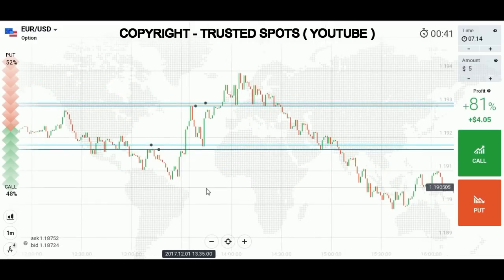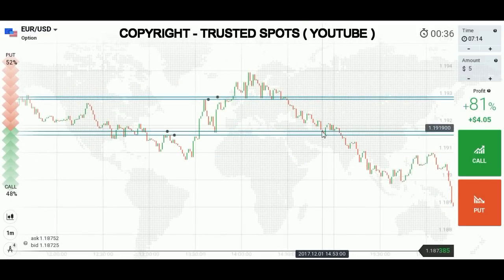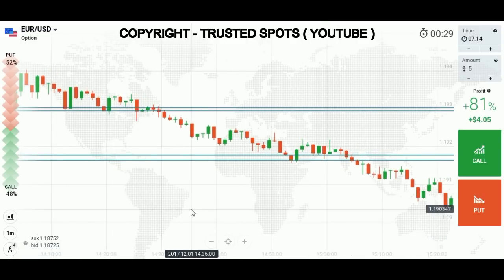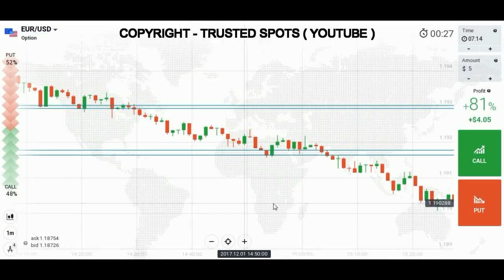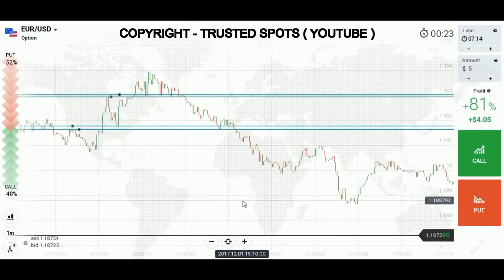So this is how you can find. In this trade we are going against the trend, so it is better not to take a trade here. So let me go for another example.